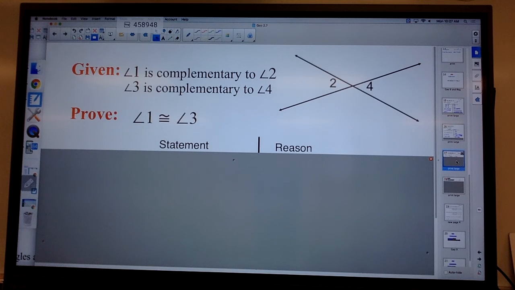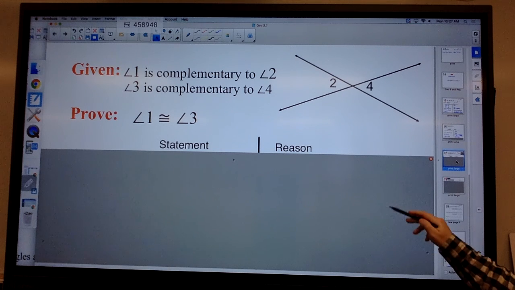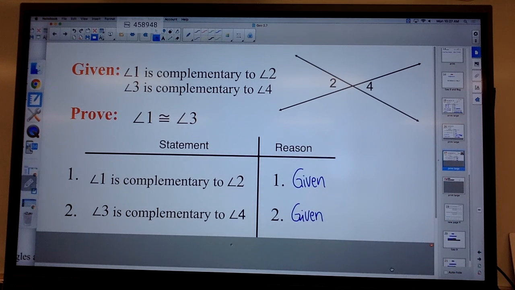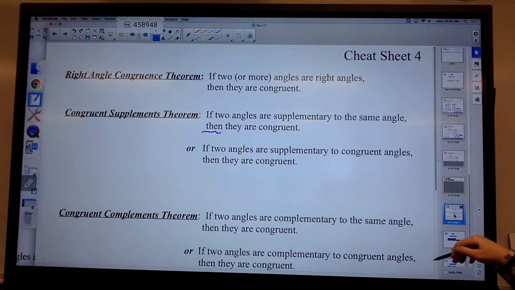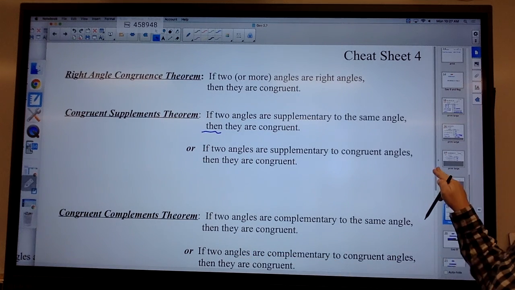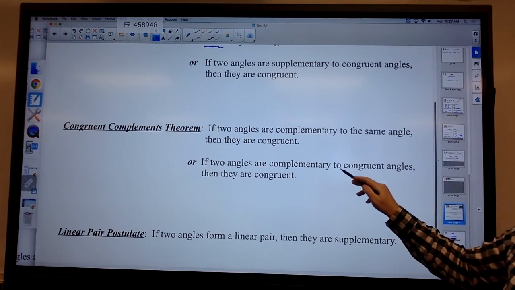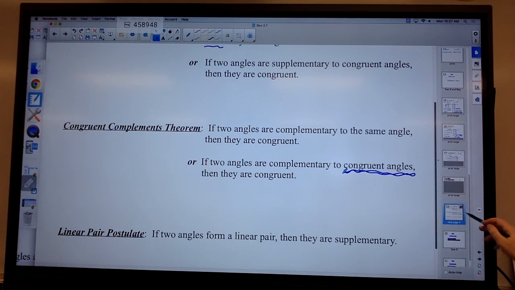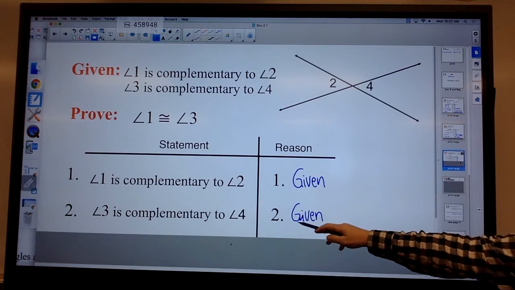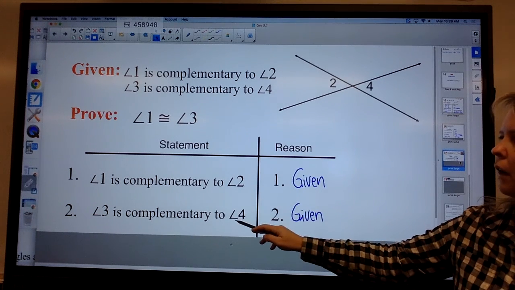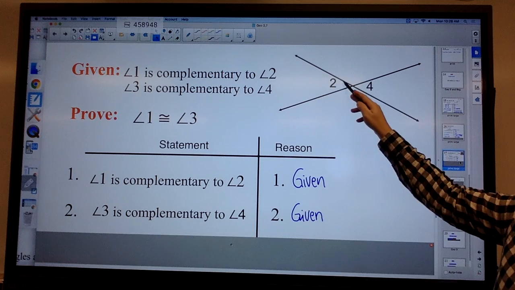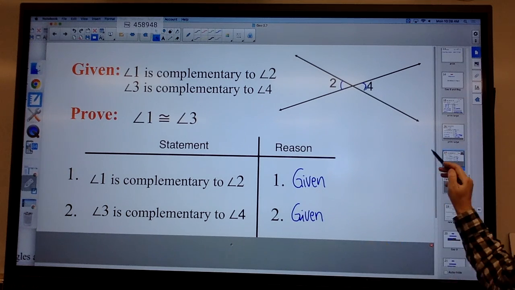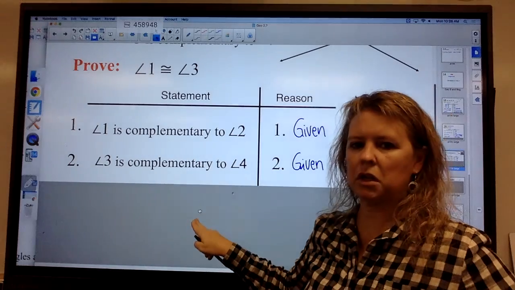Third proof, angle 1 is complementary to angle 2, but angle 3 is complementary to angle 4. They are not complementary to the same angle. We've got given. Take a look at cheat sheet 4 carefully. If two angles are complementary to congruent angles, then they are congruent. It doesn't say the same angle. If two angles are complementary to congruent angles, well, right now 2 and 4 are not congruent. But look at the diagram. We can make them congruent. How do we make angle 2 and angle 4 congruent? Just say that they are congruent.